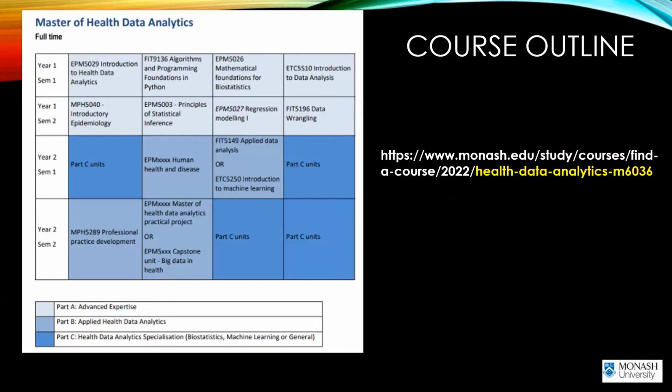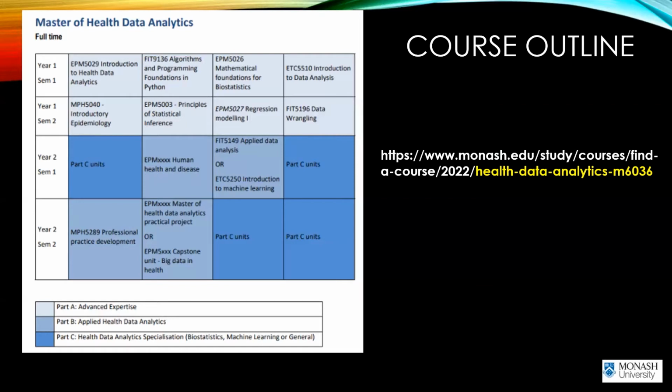in the second semester of second year, there's a standard unit that's across all postgraduate coursework programs in our school, called Professional Practice Development. That's about organizational skills, working in teams, a bit of conflict resolution. So it's really about working professionally in the health arena. And then the other unit in the medium blue shade is the practical project unit. So there's choices there, between doing an actual practical project or, most likely, group work on a big data in health type project.